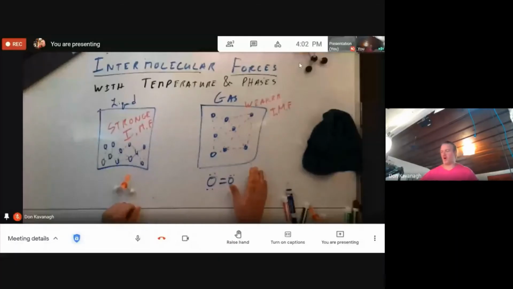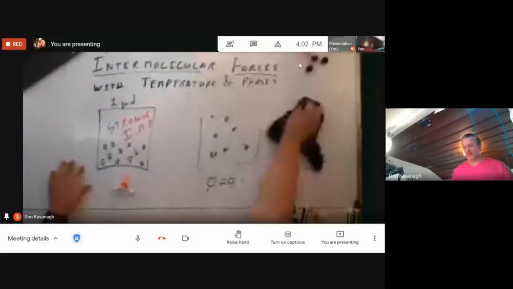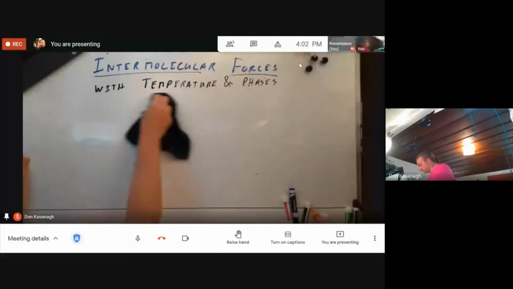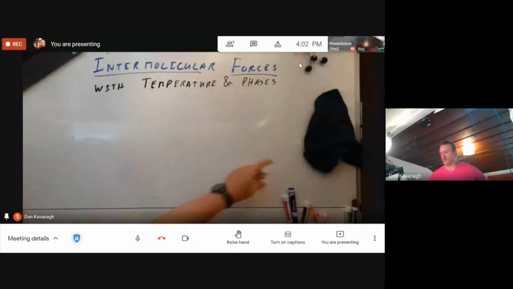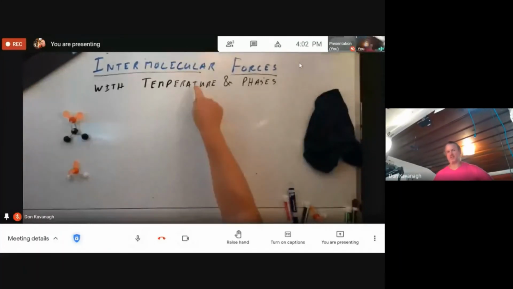Okay. Let's try to throw all three together into a more complicated example here. Let's go back to our acetone and water examples. Here is our water example, and here is our acetone example. And we're going to try to put all three of these together right here. The intermolecular forces, a statement on the temperature, and a statement on the phase here.